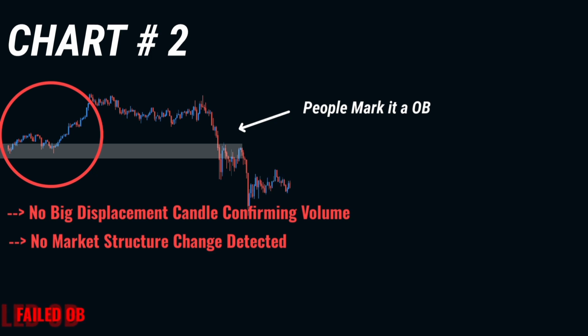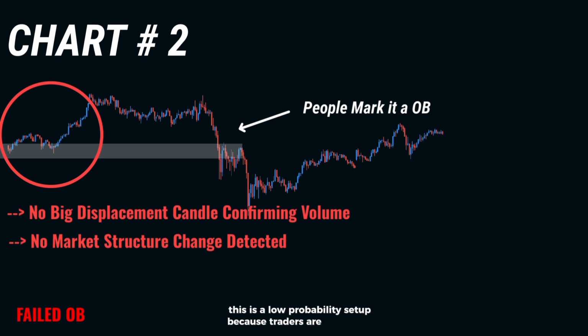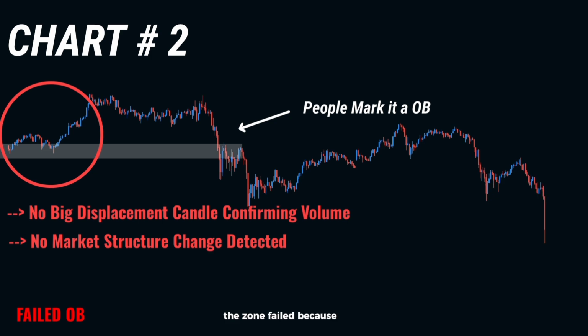That's the giveaway. Real order blocks create moves. They don't just witness them. This is a low probability setup because traders are mistaking broken support for institutional selling. The zone failed because it never had control in the first place.